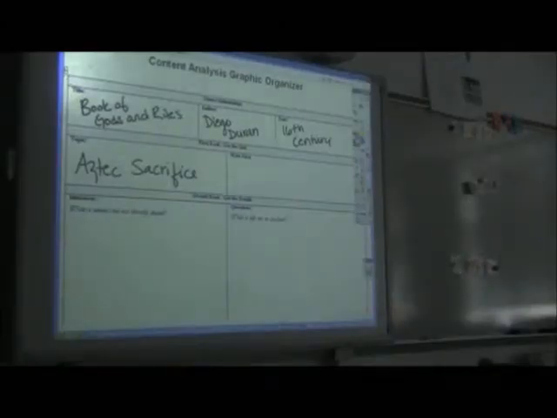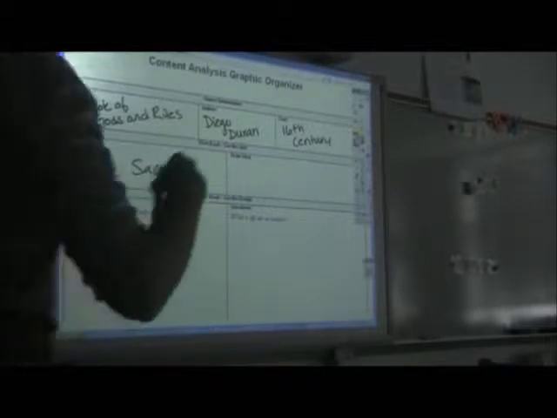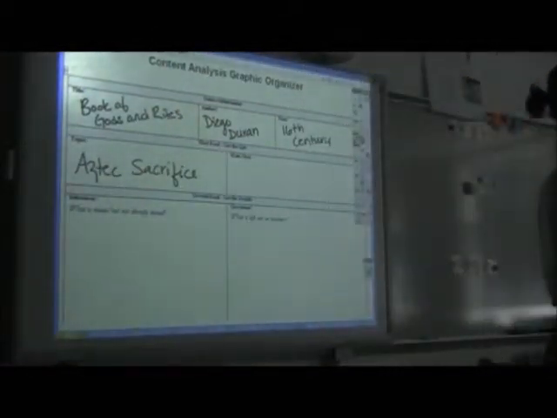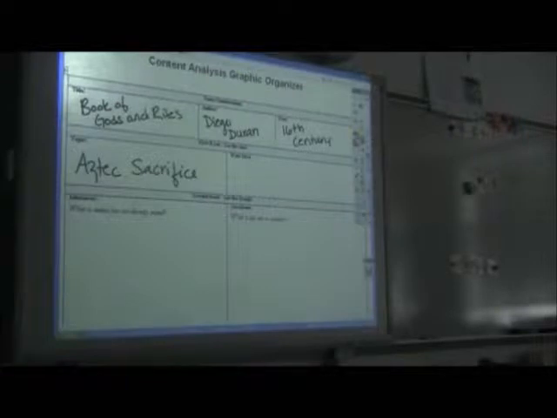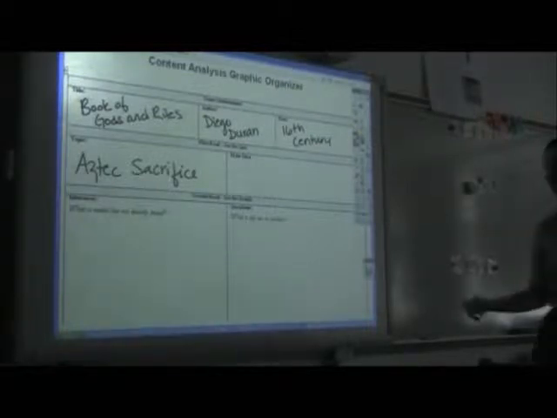All right, so you all have in front of you your document. Remember that just by reading the bold print at the top, we found out that the title is The Book of Gods and Rights by Diego Duran, written in the 16th century. We also know just by reading our background information that the topic is Aztec sacrifice. So that part of our chart is filled in. Now we need to look at the boxes that deal with the actual content.